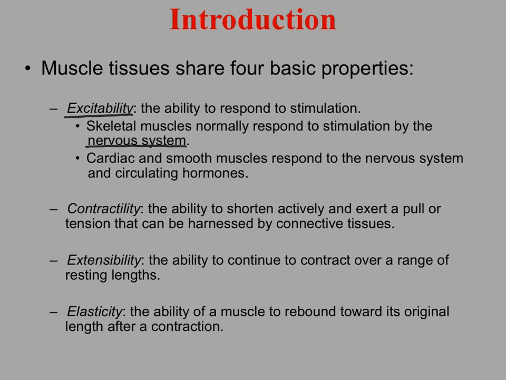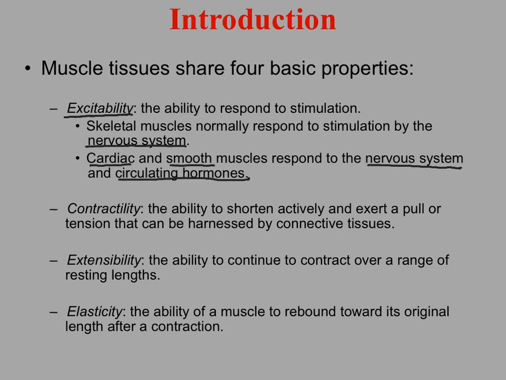Some muscle, like cardiac and smooth muscle, can respond to the nervous system, but also to circulating hormones. So it depends on the response that's required. Okay? So something has to tell muscle to contract. It doesn't contract on its own without some sort of stimulation. That muscle has to be excited. So this property is called excitability.